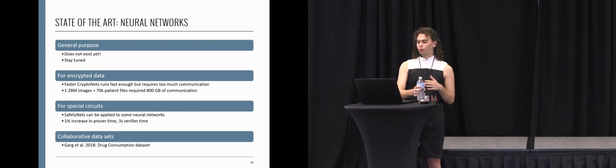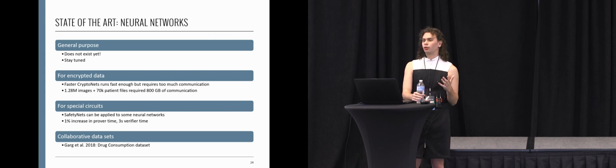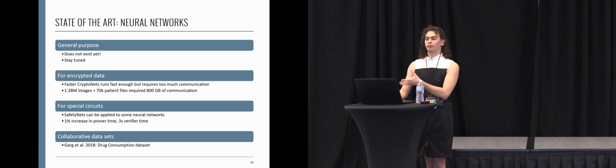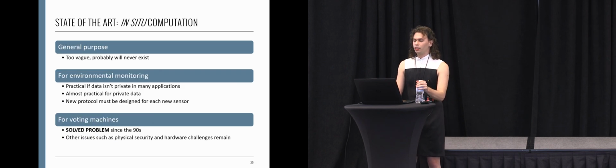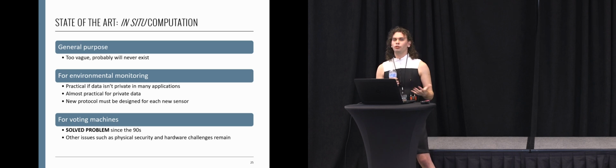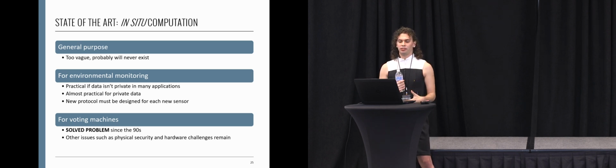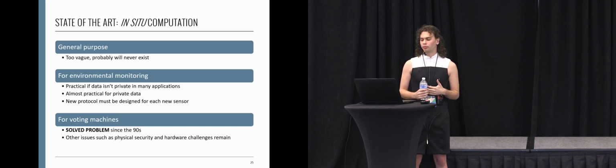And another major point of research is collaborative computation, where you have data sets distributed amongst multiple parties, and they are interested in allowing you to see their information for the purposes of inference, but not interested in allowing the other data owner to know their half. For in situ computation, there's just too many variables and too many contexts to have a general purpose approach. But for many applications, this is actually a completely solved problem.